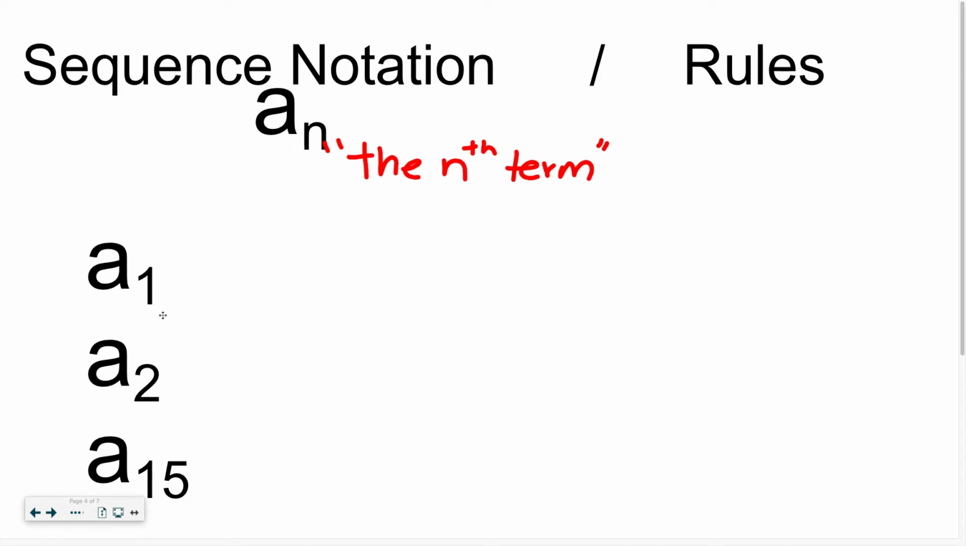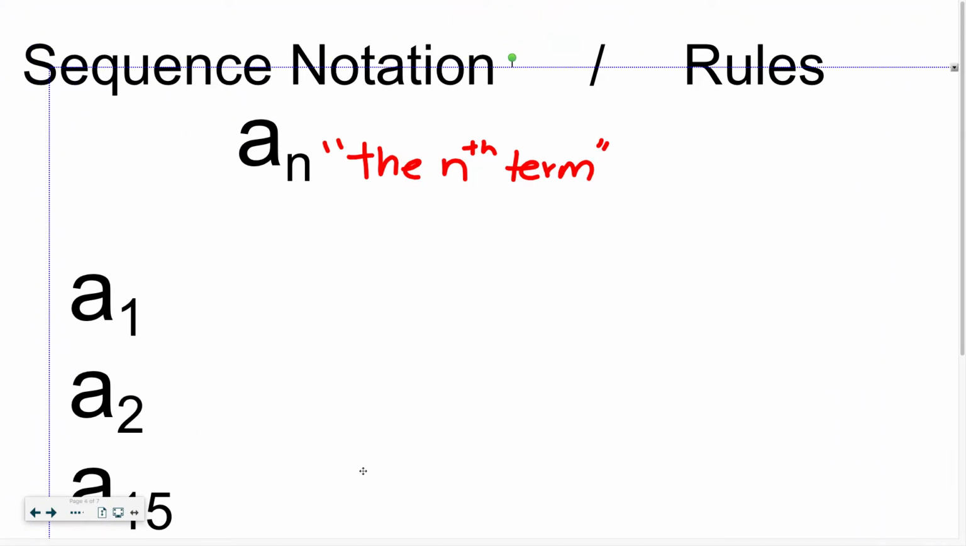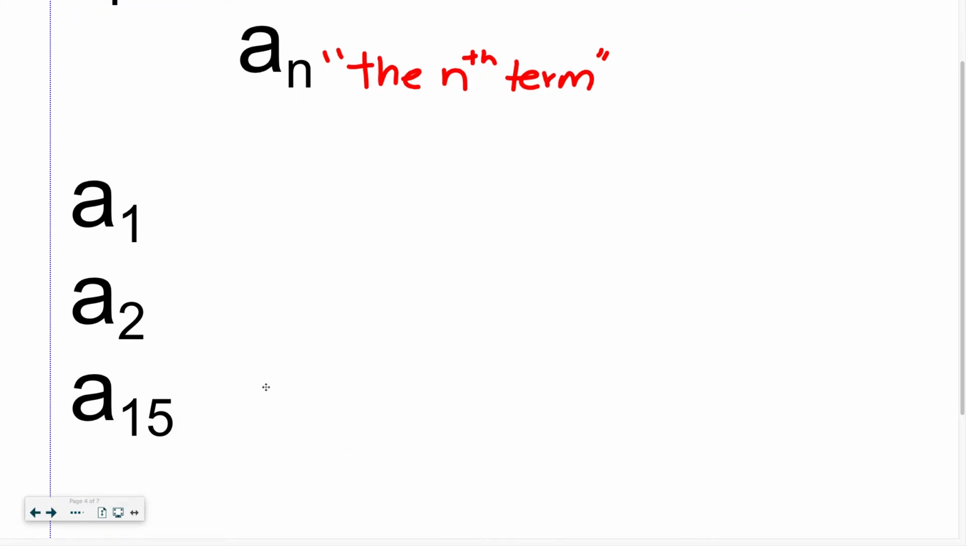See if I can make that smaller. Move it up.